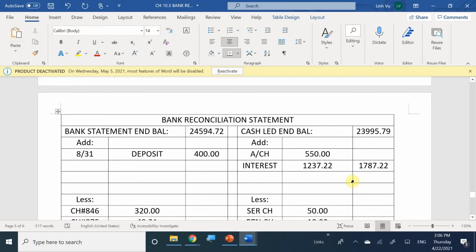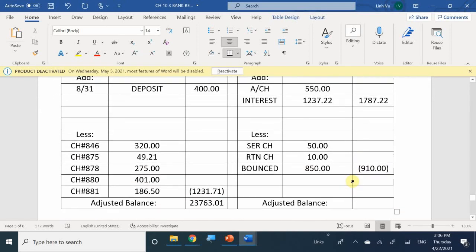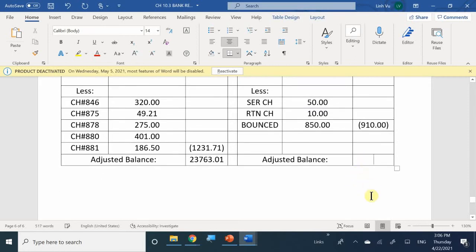All right, so let's go ahead and solve for our adjusted balance. So if I started with 23,995.79 and I added 1787.22 and I subtracted 910, what is my ending balance? 24,873 and 1 cent. 24,873.01. So I'm missing money, right? So if my bank and my cash ledger don't pan out, what did I do wrong?